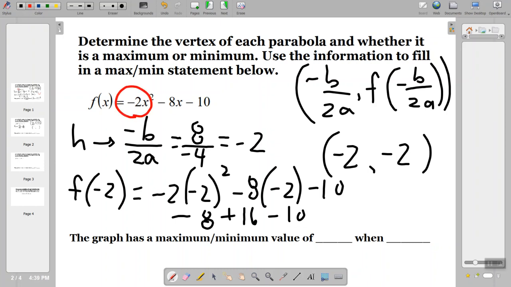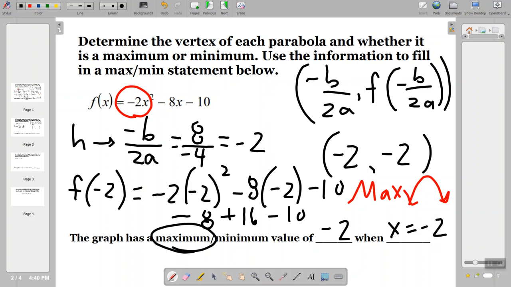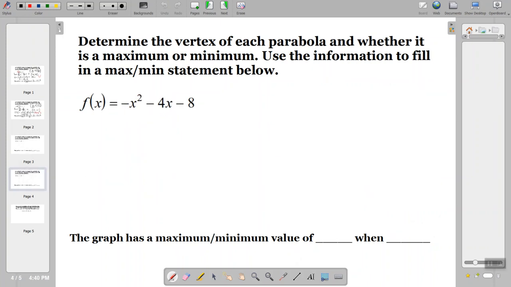Now this time we have a lead coefficient, an a value, that is negative. Anytime you have a negative lead coefficient, it'll open down. And so therefore the vertex of this parabola is a maximum. So we'll fill in our max-min statement. The graph has a maximum value of negative 2 when x equals negative 2. Remember the value is the function value, the output, so that's y, and it happens when x equals negative 2.